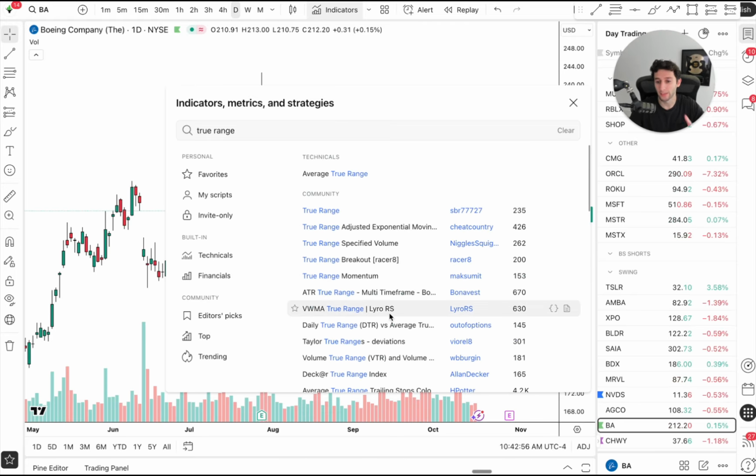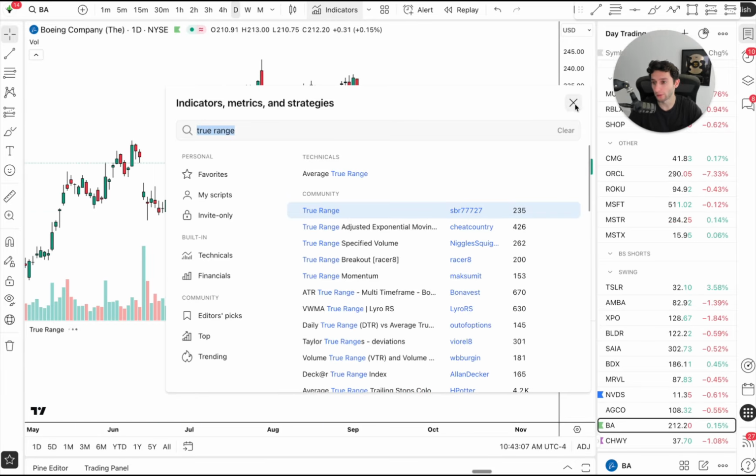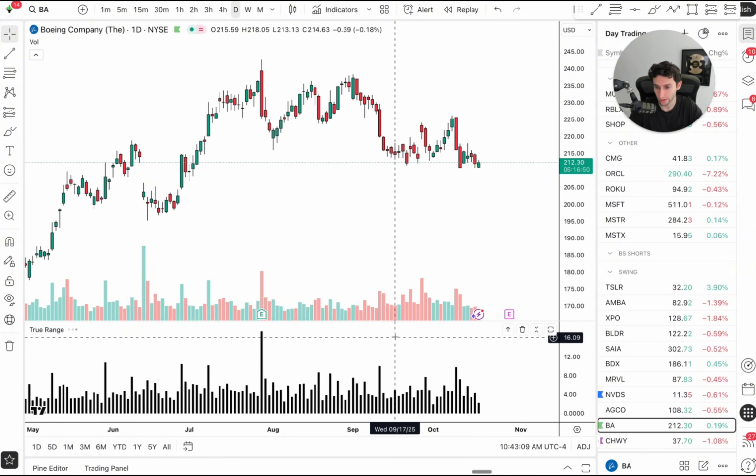All I know is that the first one at the top here, and it may not be the first for you, so you may have to search for it, but buy this one, SBR77727, whoever that is, he made a great indicator. You go ahead and click that, and it's going to plot the true range on your chart like so, okay?